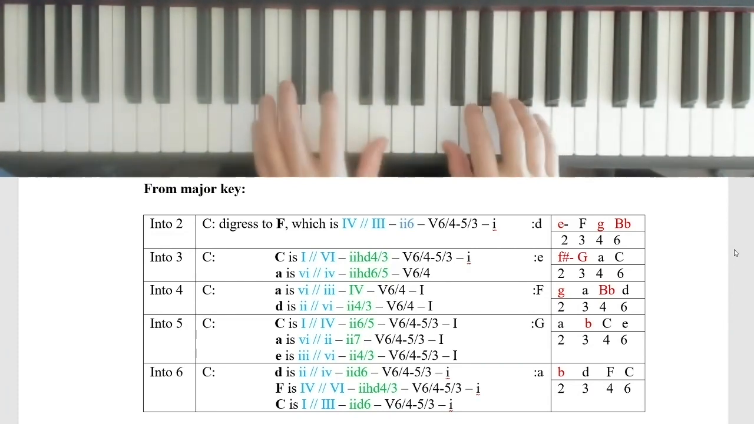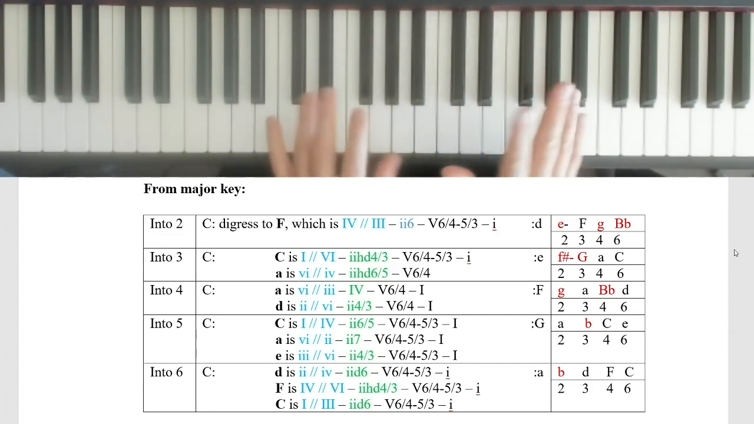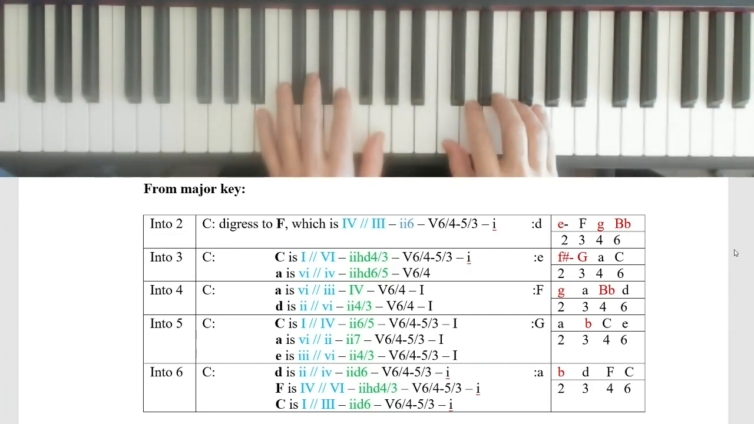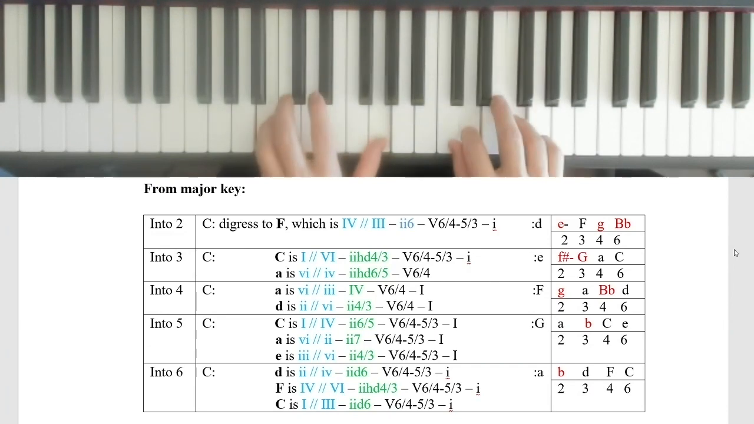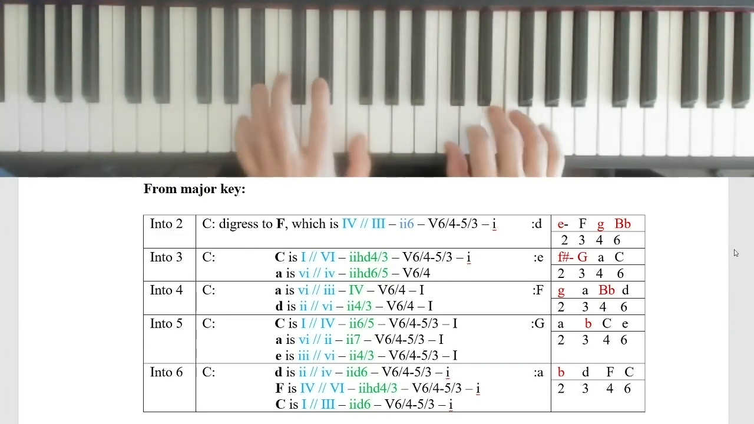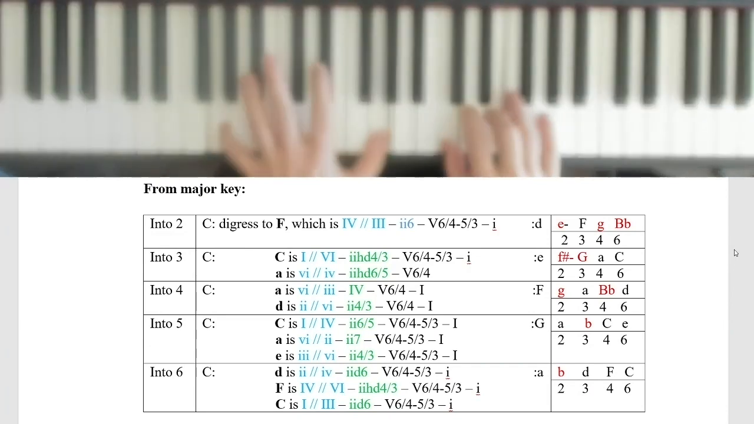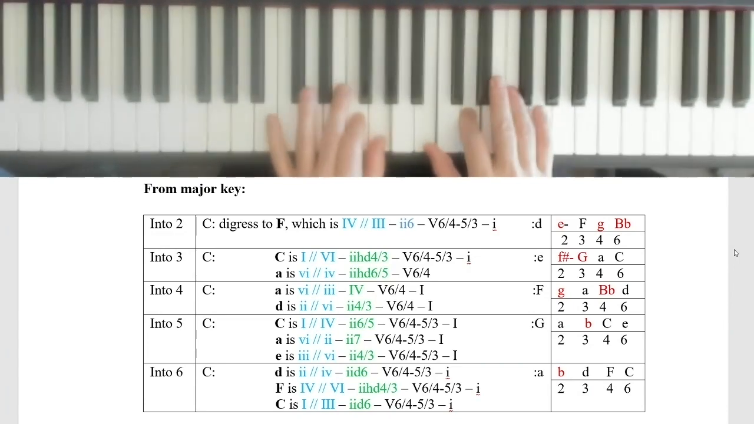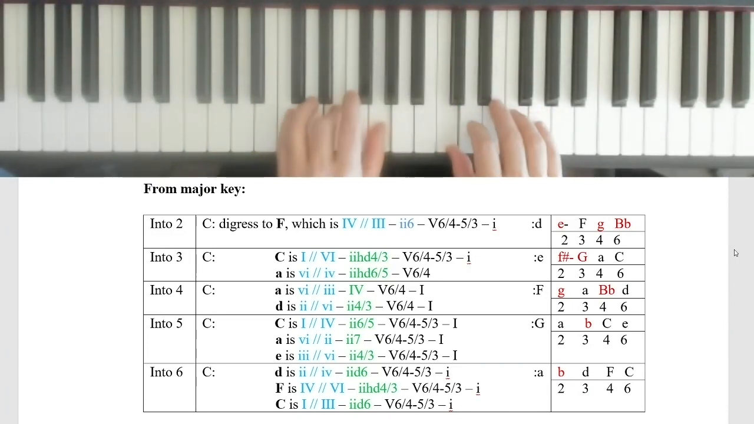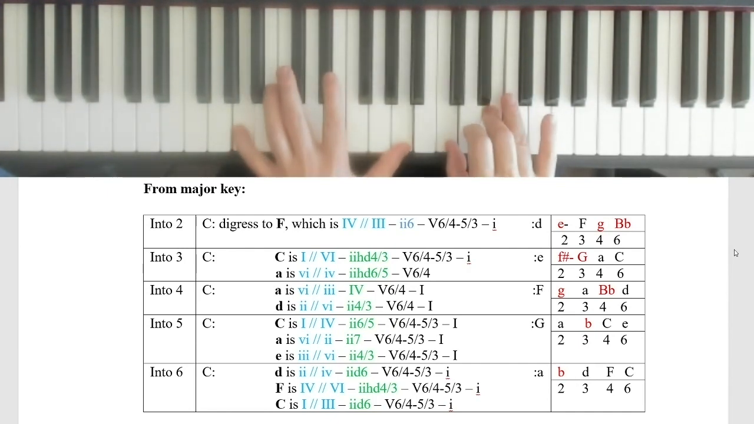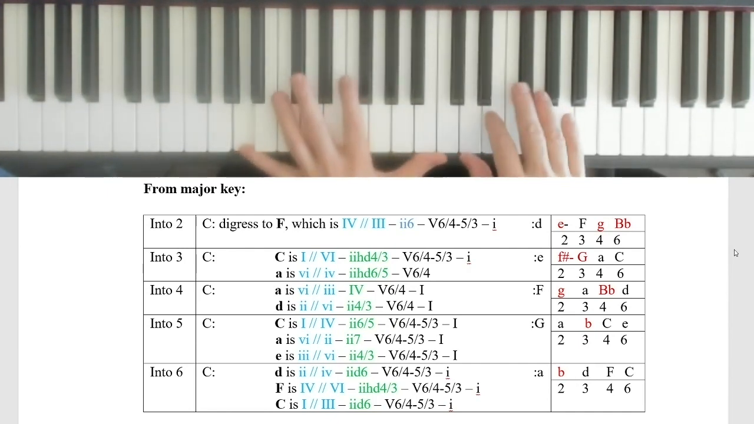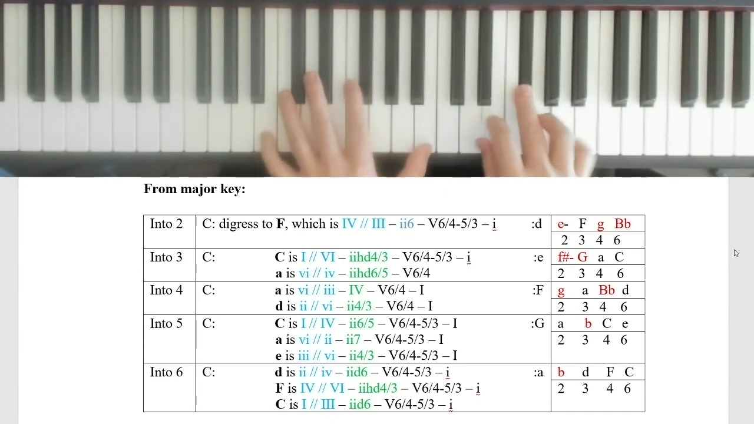So all together, this was schematic form, and now in 8 measures, the standard harmonic progression in period form. This is measure 6 and 7.